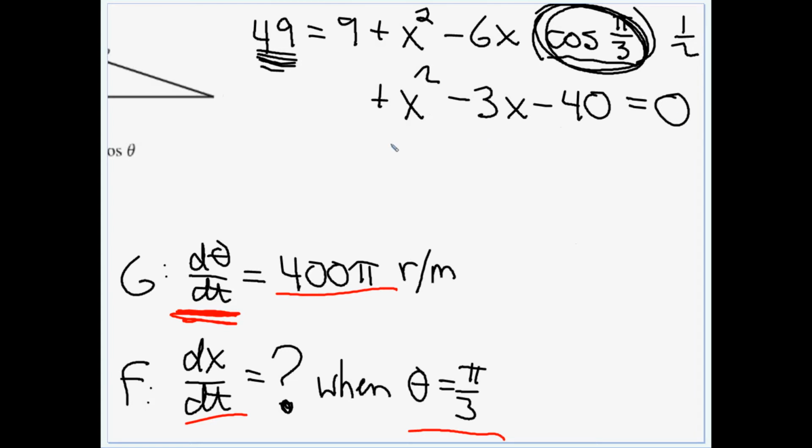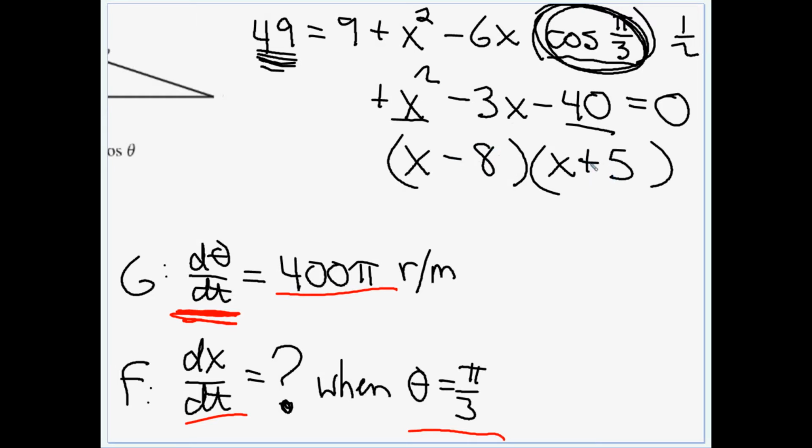Looks like we're going to have to factor. x squared comes from x times x. What multiplies to 40 and adds up to negative 3? Well, that looks like a negative 8 and a plus 5. Yeah, negative 3 when you add them, negative 40 when you multiply. If you set each factor to 0, you get x is 8 and x is negative 5.